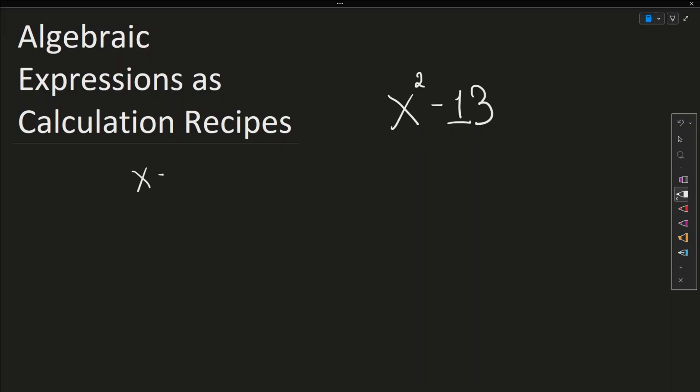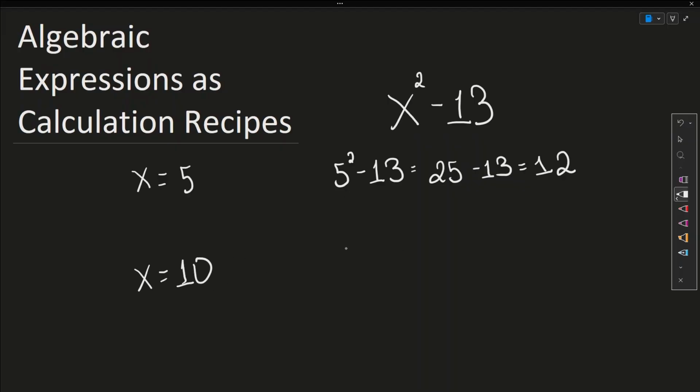So if x is equal to 5, then this expression becomes 5 squared minus 13, which would be 25 minus 13, which gives us 12. If, on the other hand, x is 10, then the expression becomes 10 squared minus 13, which is 100 minus 13, or 87. The expression stays the same, but the value changes depending on what number we substitute for x.